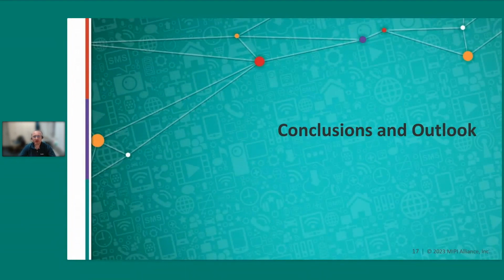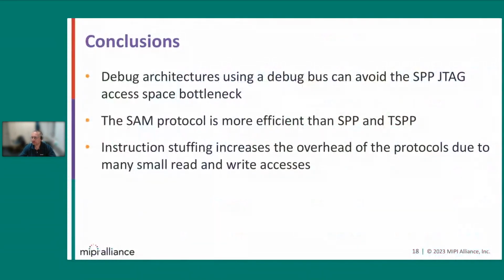So now we come to the conclusion and outlook. It looks like a debug architecture using a debug bus can avoid the sneak peek JTAG access bottleneck. And the SAM protocol is more efficient than the sneak peek and tiny sneak peek protocols for this half duplex connection. Instruction stuffing increases the overhead of the protocols due to many small read and write accesses.